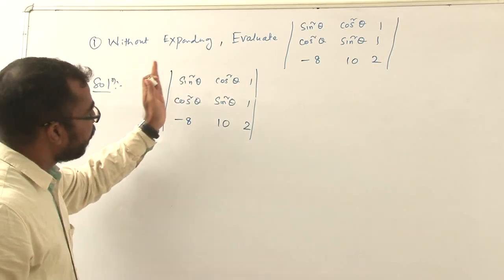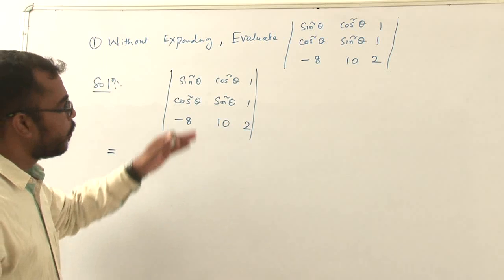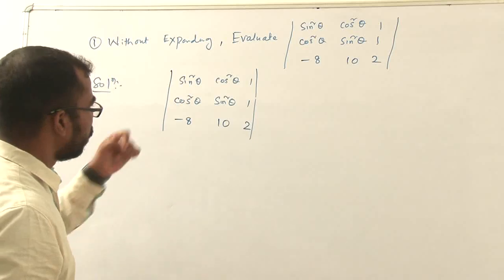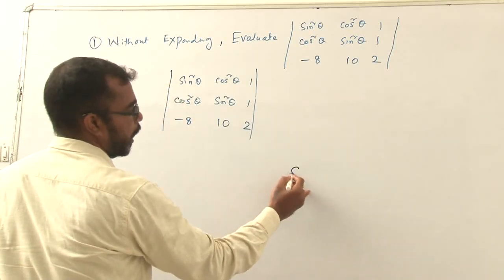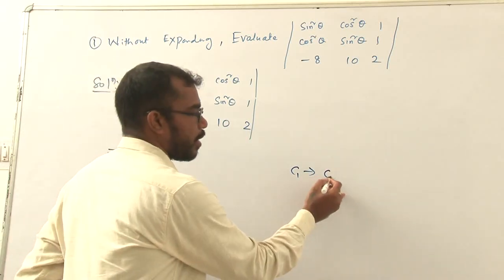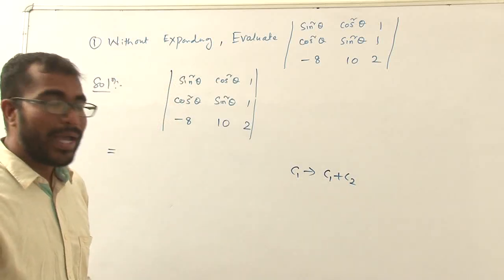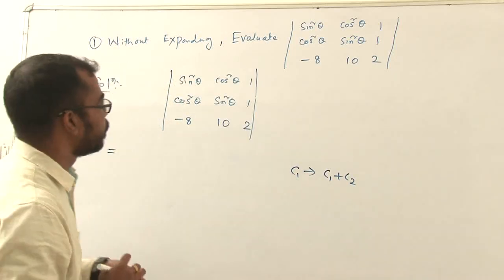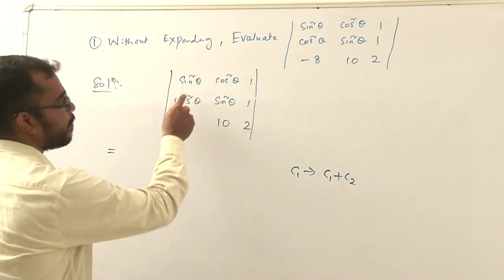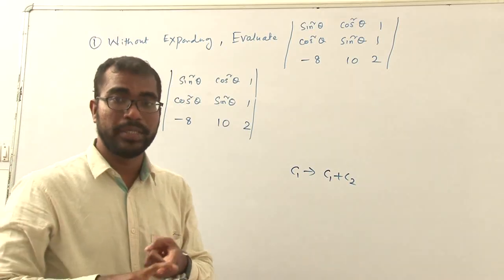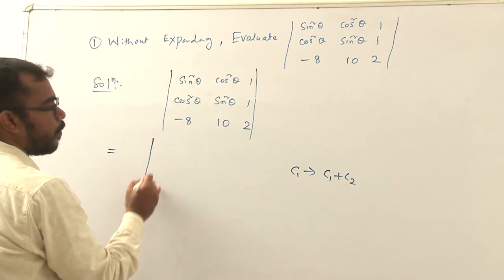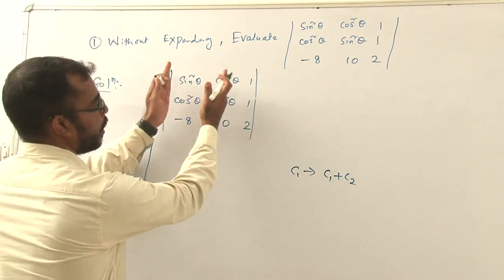We can add the first column and second column. We can evaluate row wise or column wise. So suppose we take column wise. In column 1, we add column 1 plus column 2. Why do we add column 1 and column 2? Because if we add column 1 and column 2, we have sin square theta plus cos square theta, and sin square theta plus cos square theta is equal to 1. So in place of column 1, we add column 1 plus column 2.